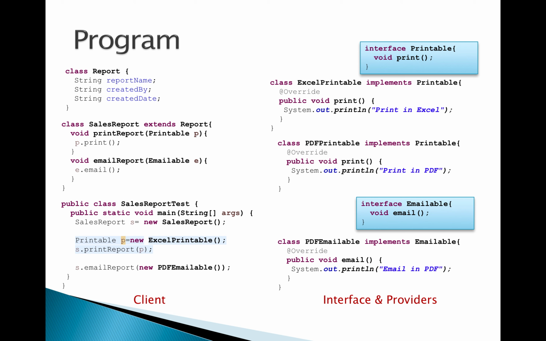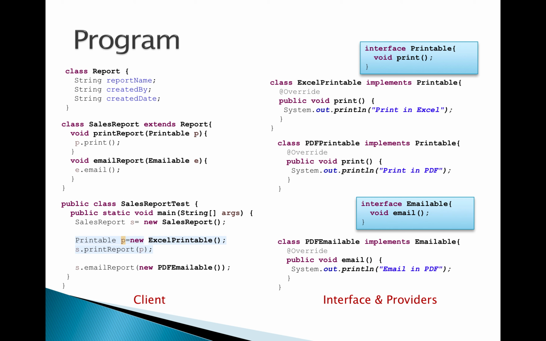And once I get the printable reference, all that I need to do is s.printReport(p). That means I'm passing the printable reference. What is the printable reference pointing to? It is pointing to the ExcelPrintable object. It's actually holding the ExcelPrintable object. And now when you call p.print, it is going to call the print method of the ExcelPrintable object, which is going to print in Excel.